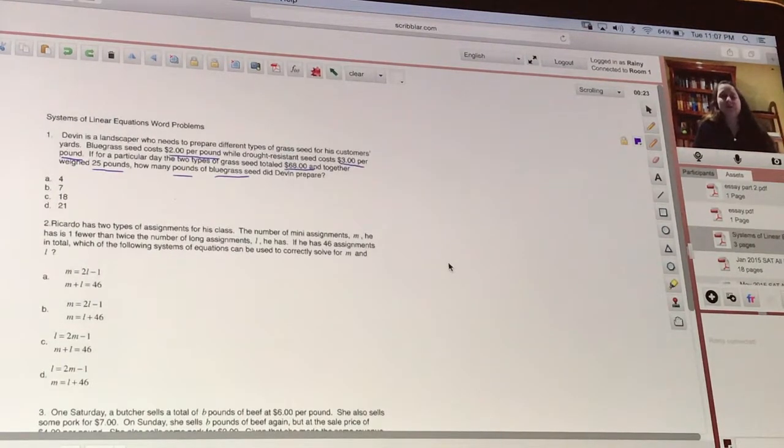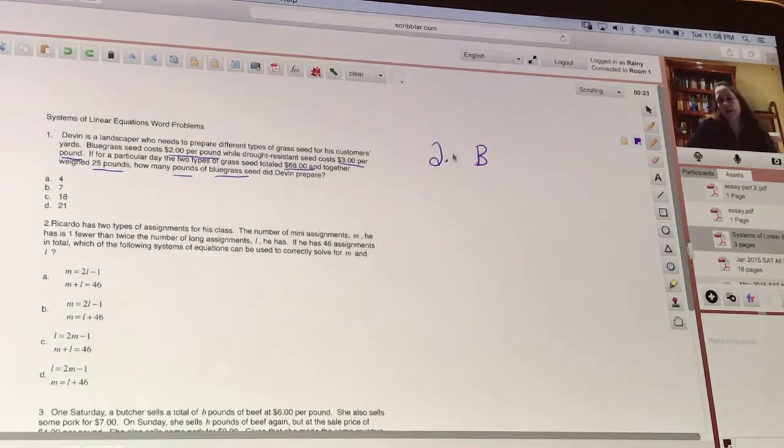So the first thing we're going to do is set up two equations, known as a system of equations. And then we're going to work through the system and come up with a solution. The first equation is going to display the price per pound per type of grass. First, we're given bluegrass seed costing $2 a pound. So B is for bluegrass, and we know it's $2 per pound.